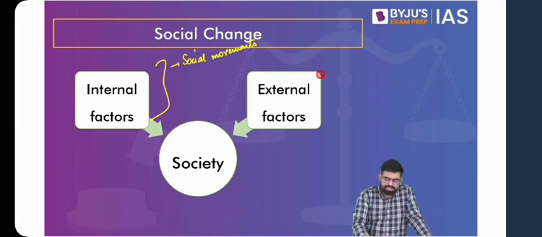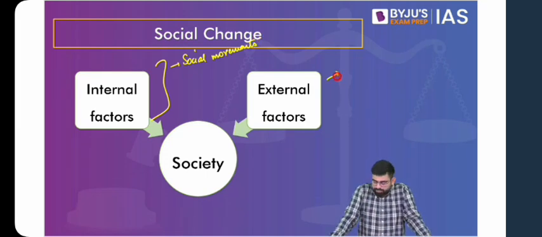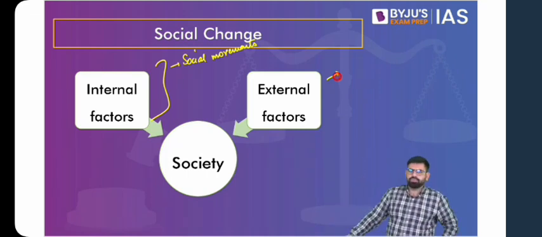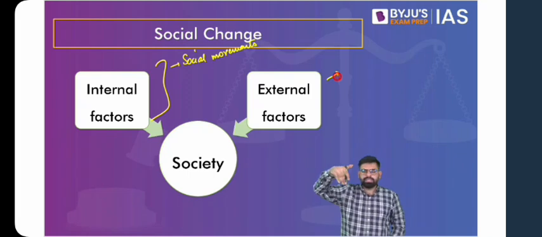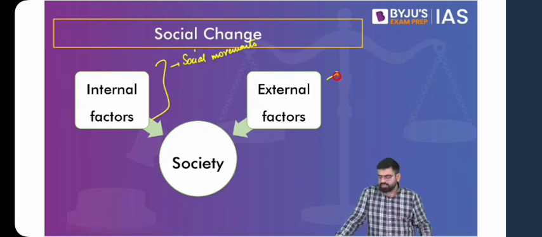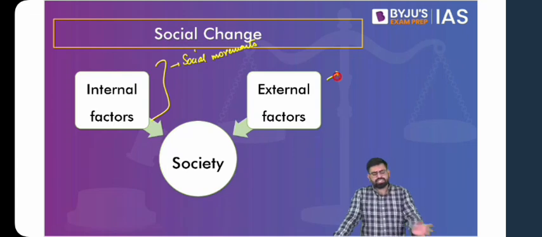Can you suggest these external factors? What can be these external factors? Globalization, yes. Climate change, perfect. The advent of the British in India, great. Then you can talk in terms of religion. You can talk about changes brought about by the advent of Islam and Christianity in India. So you can think about external and internal factors which make changes to the society. Technology can be both internal and external.